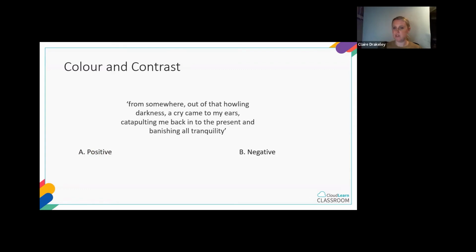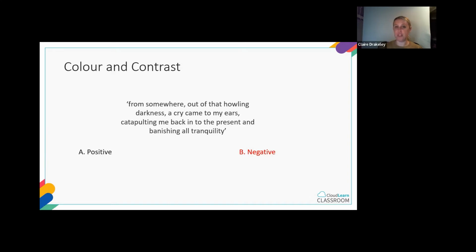This one talks about darkness instead of the light. Is the darkness positive or negative? That's it. That's everybody. I'll share it with you. All of you said negative. And yes, you are right. Howling darkness. That sounds terrifying.